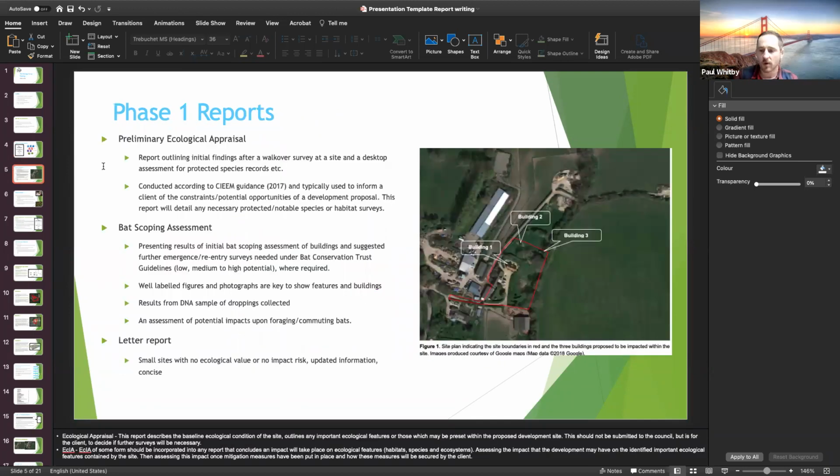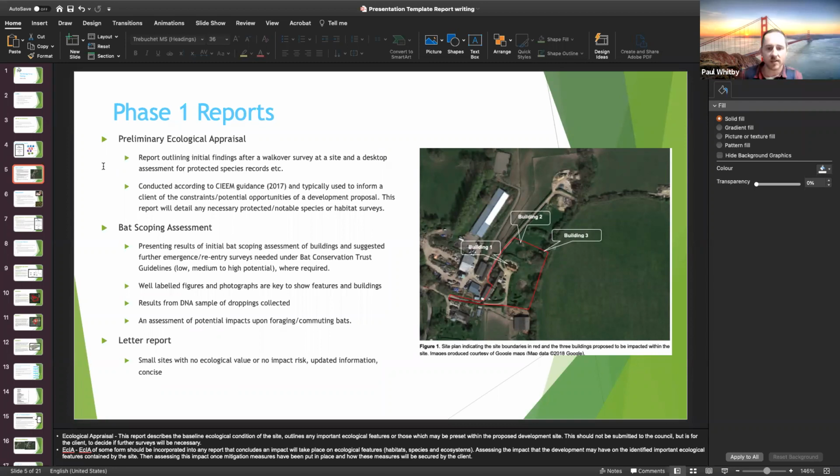So phase one reports start out with a preliminary ecological appraisal. The approach to these changed a little bit a few years ago when CIEEM brought out their 2007 guidance. Prior to 2007, myself and many others would perhaps have produced PEA reports quite commonly to support their project. But it was decided by CIEEM subsequently that it would be split out into an ECIA if you had a site where protected species surveys were required and an impact assessment is necessary.